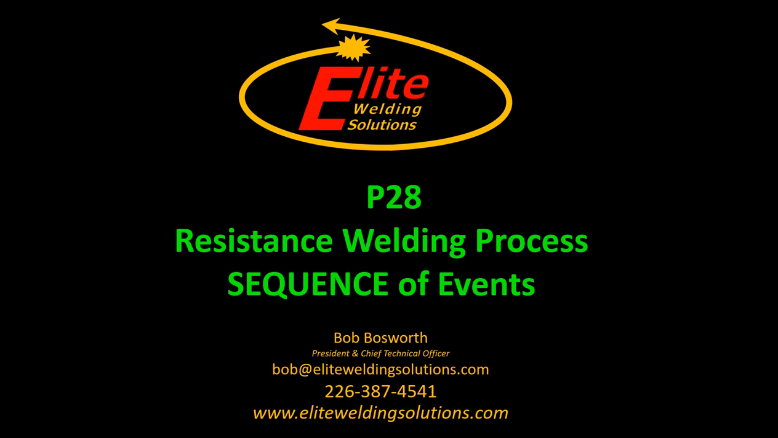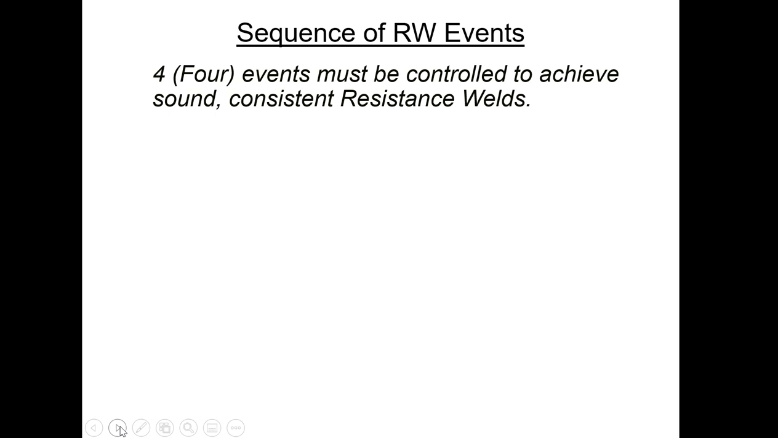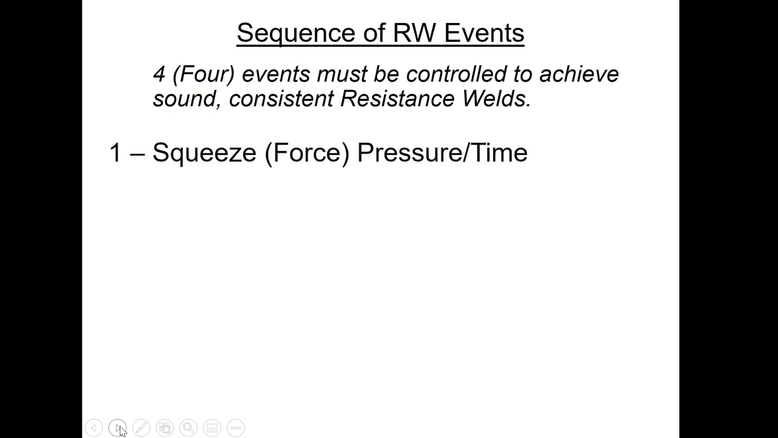In this particular presentation, we're going to talk about the sequence of events through the resistance welding process and try to get to know a little bit about what we have to know for each one when it comes to development and so forth. There are 4 events that we have to concern ourselves with in this process. And in order to teach it, we have to break them down into little bits and it'll make it far more understandable. So the first one, of course, is the squeeze force and the pressure.